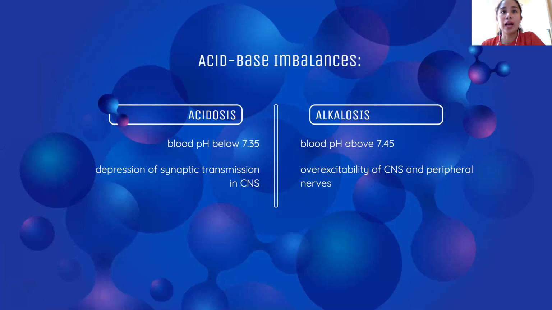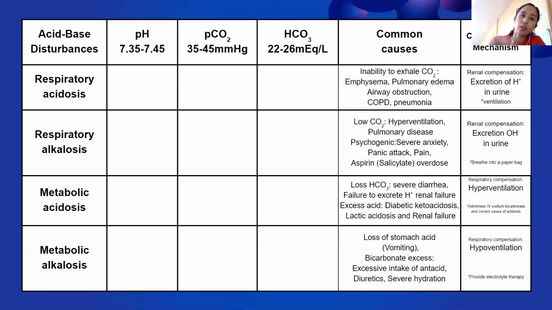So class, yun nga, there can be imbalances. A pH below 7.35, or actually close to 7.35, is kind of acidic. And alkalosis is when your pH is above 7.45. So class, I've summarized my topic in a single table. Let's take our time in analyzing these ones.